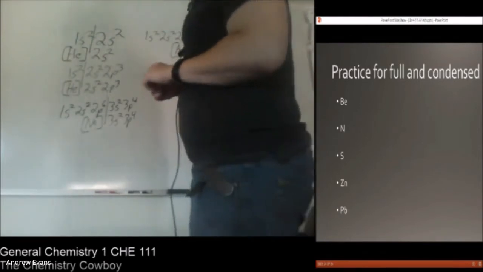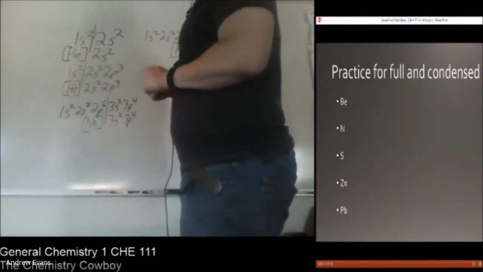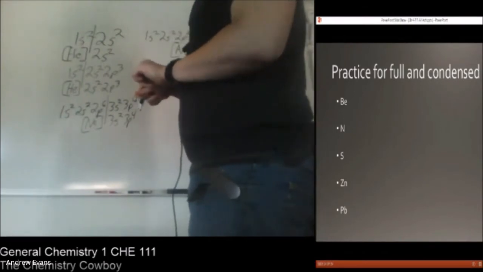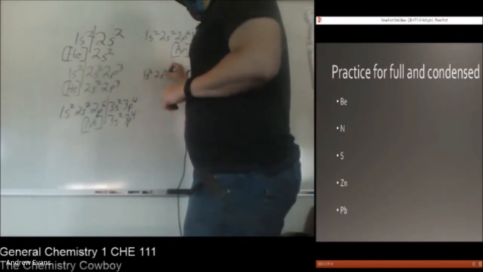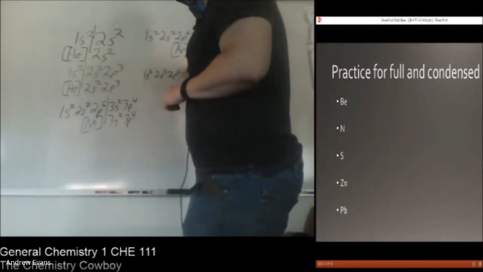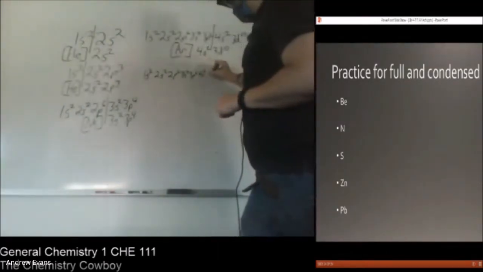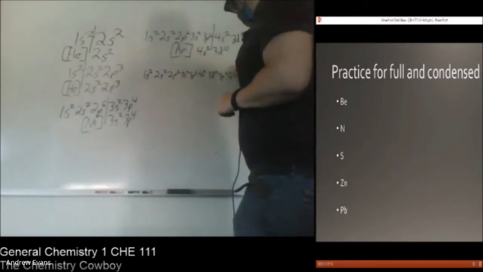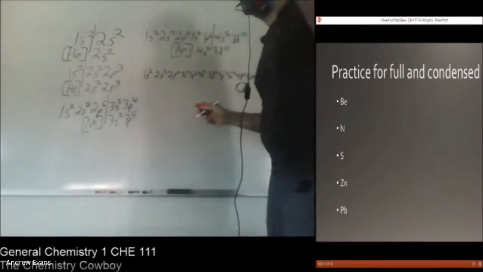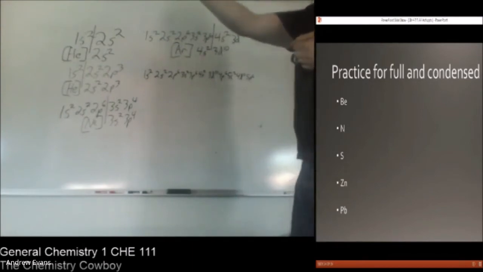Then finally, lead, a serious pain in the ass. It is an element on row 6, the second element into the p block on row 6. 1s2, 2s2, 2p6, 3s2, 3p6, 4s2, 3d10, 4p6, 5s2, 4d10, 5p6. I'm just working my way across the table, mind you. Just S, D, P, S, D, P.